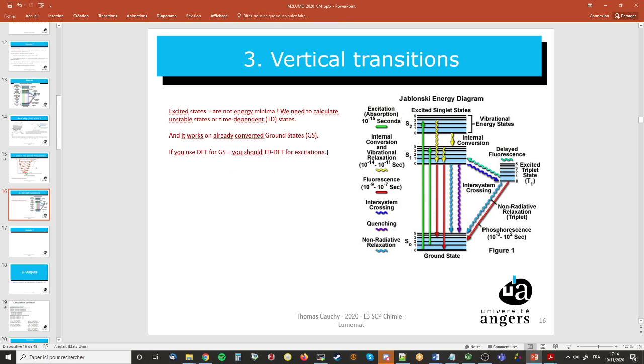When you do that, it gives you vertical excitations. Okay, so perfect for absorption, but not for emission.